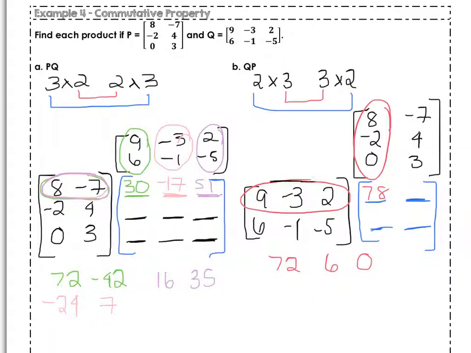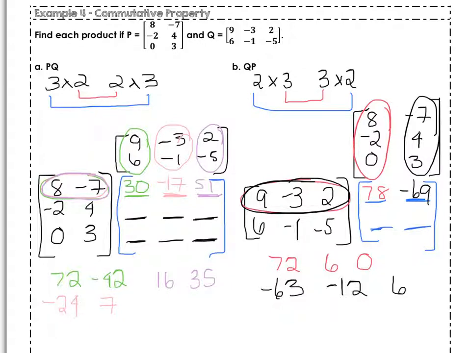All right, now we're looking at row 1 times column 2 to fill in my row 1, column 2 spot. So 9 multiplied by negative 7 gets me negative 63. Negative 3 times positive 4 gets me negative 12. And 2 times 3 gets me 6. So negative 63 plus negative 12 plus 6 gets me negative 69. Just like before, let's see if you can fill in the blanks yourself.